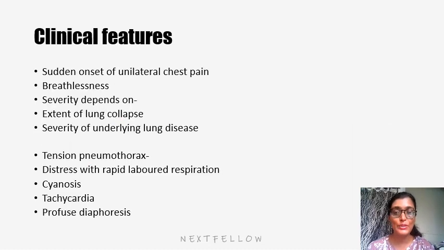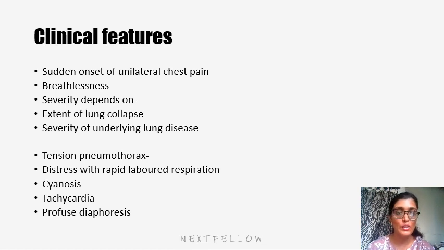Now again, I would like you to imagine the patient I told you about previously. That is a 50-year-old, middle-aged man coming with right-sided chest pain, breathlessness, with saturation around 55-60, with accessory muscles of respiration working, and the blood saturation is not improving with oxygen.